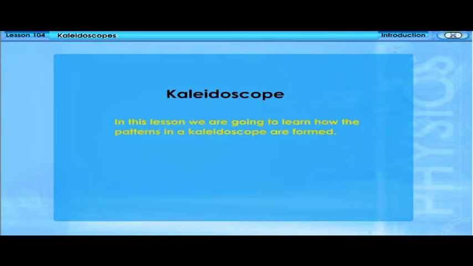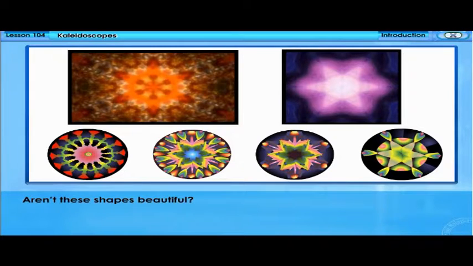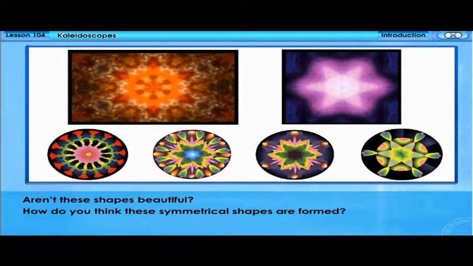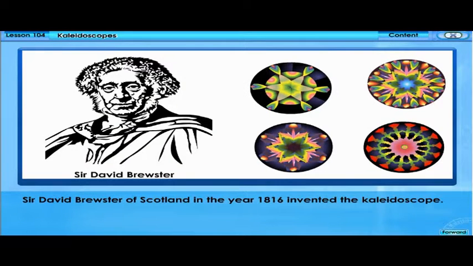In this lesson, we are going to learn how the patterns in a kaleidoscope are formed. Aren't these shapes beautiful? How do you think these symmetrical shapes are formed? Sir David Brewster of Scotland in the year 1816 invented the kaleidoscope.